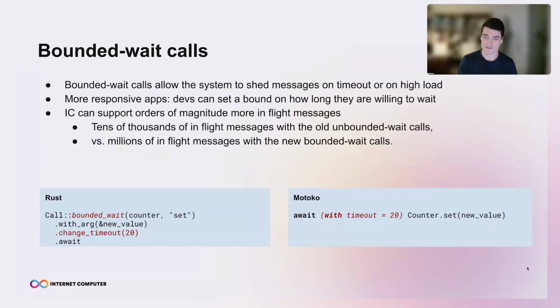And this, on the one hand, is very useful for developers because you can build more responsive apps. You can make any call, but choose how long you're willing to wait. And at the same time, it's great for the system because they're much more performant. The system can store orders of magnitude more of such bounded wait call messages. So this is a big step in scalability also for canister-to-canister communication. Next slide, please.